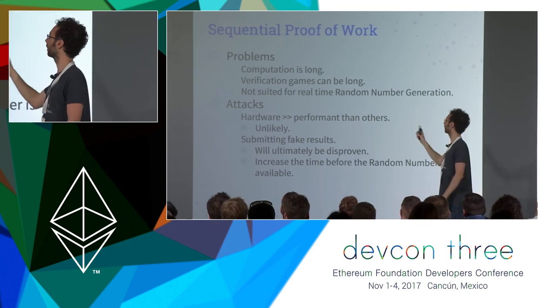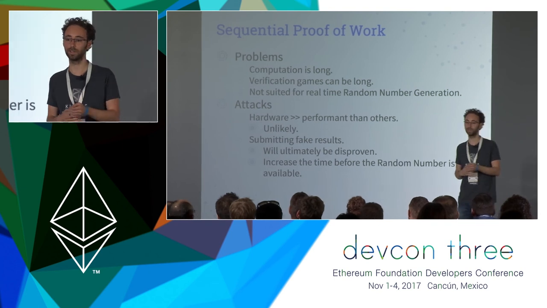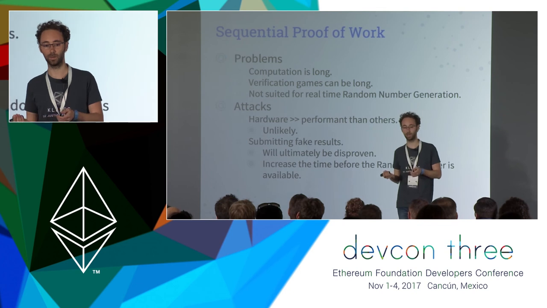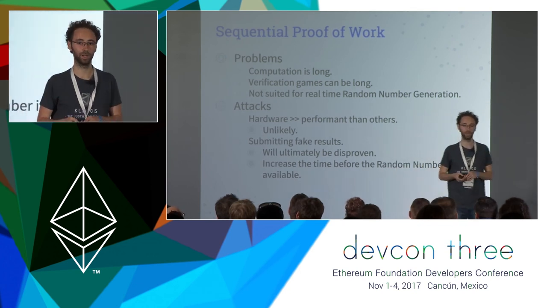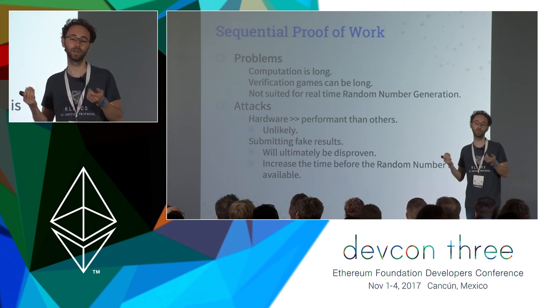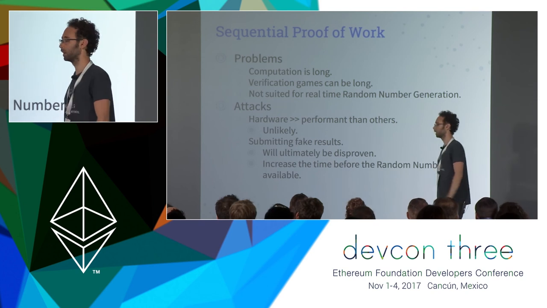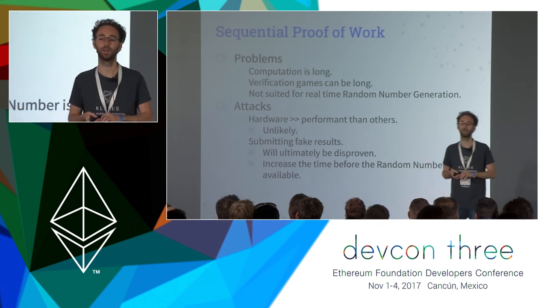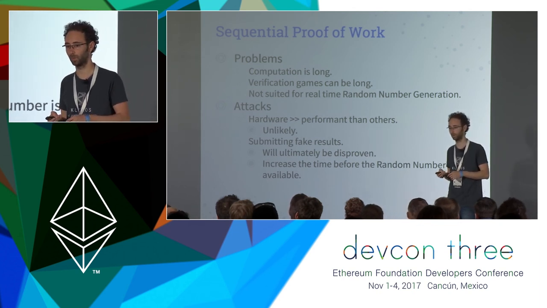So for this sequential proof of work, we've seen the problem, which is that it takes time. So it's not suited for a real-time application. If you want to bet, that's not a good idea. Well, in a lottery, okay, but if you want to bet in real time, that's not a good idea. If you can wait something like one day, or I guess in the future even less, that should be a really interesting method to get random numbers.